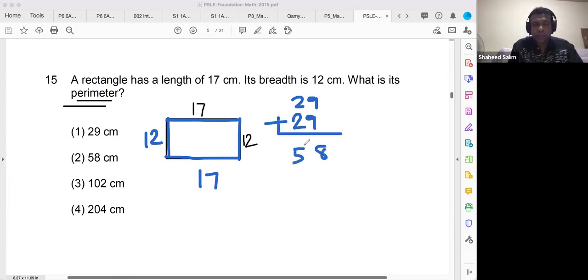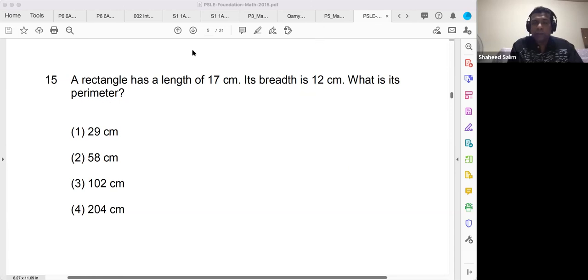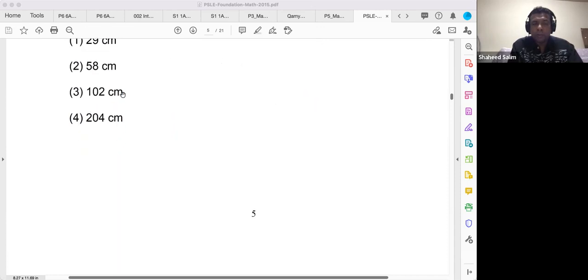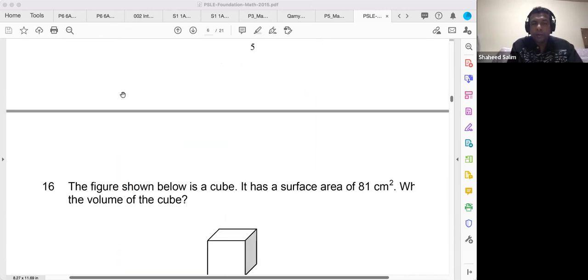58. So you must add all. That's the perimeter. Area is 17 times 12. So now the next one. The last one.